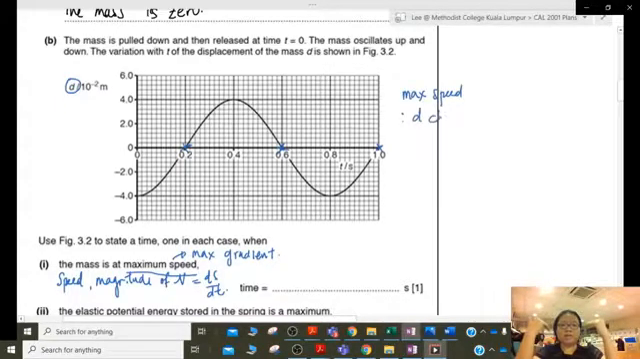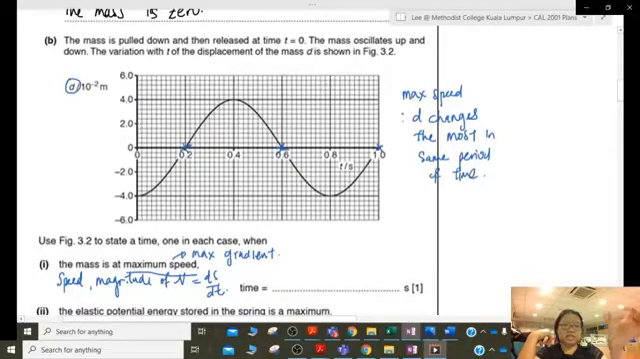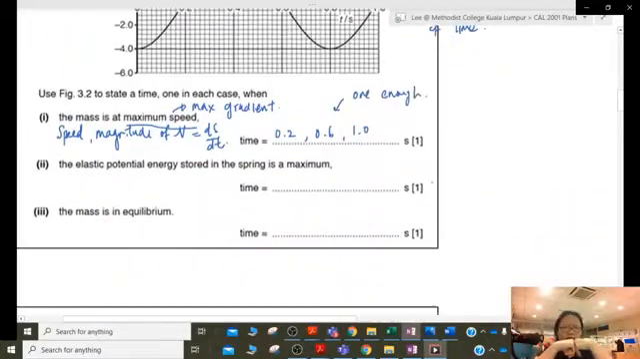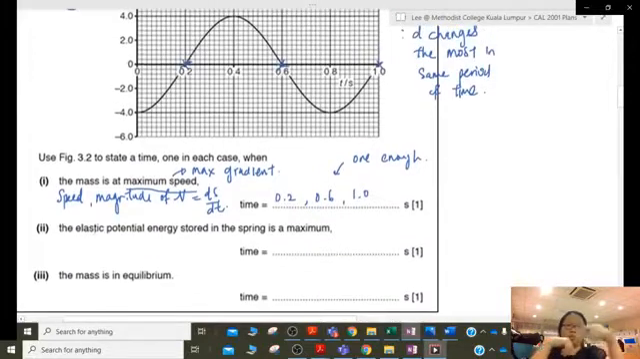Now, if you're not so mathematically inclined, you can think of maximum speed where d changes the most in the same period of time. So if you check every single cm, for example, the first cm, d changes a bit, whereas at the second cm, d changes the most, around here, at the second cm. Okay, so at all these points, you can write down the time, but 1 is enough.